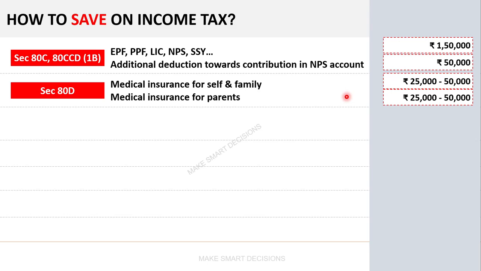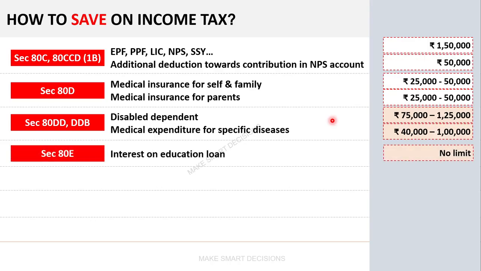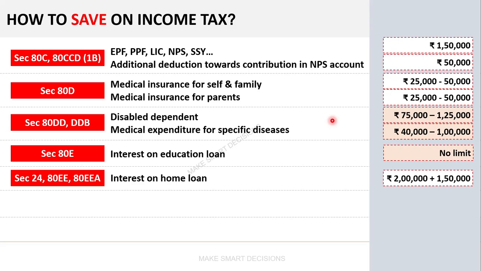In very rare scenarios, it can go up to 1 lakh if both you and your parents are senior citizens. Via section 80DD and DDB, you can claim deduction from your net taxable salary on the expenditure that you incurred for the medical expenses of your disabled dependent. Via section 80E, you can claim deduction on the interest that you are paying on your education loan. 3 sections, section 24, section 80EE and 80EEA. These 3 sections talk about the various provisions that you can use to claim deductions on the interest that you are paying on your home loan.